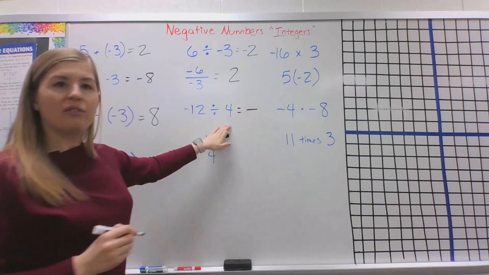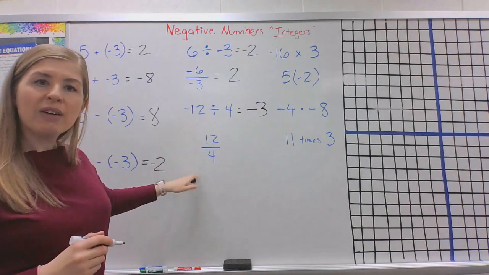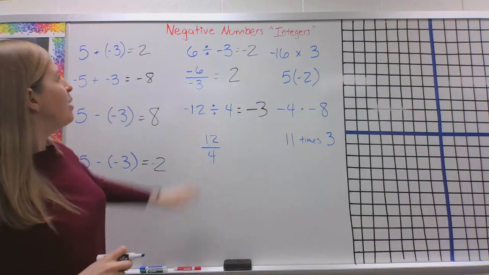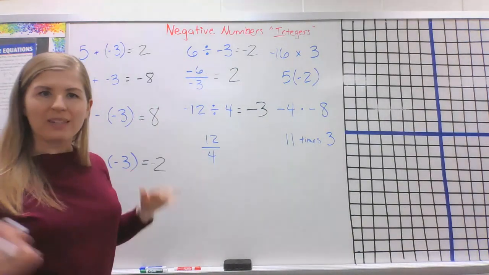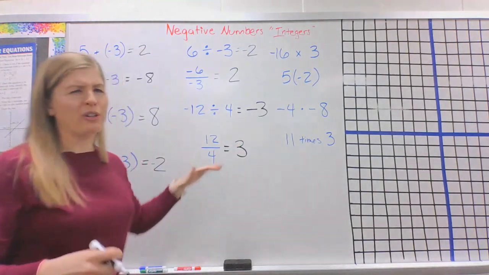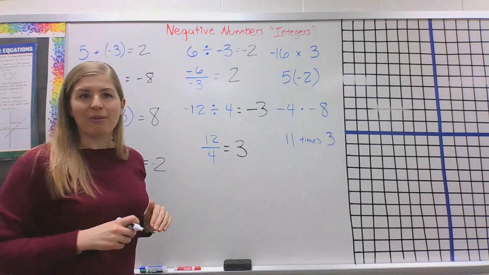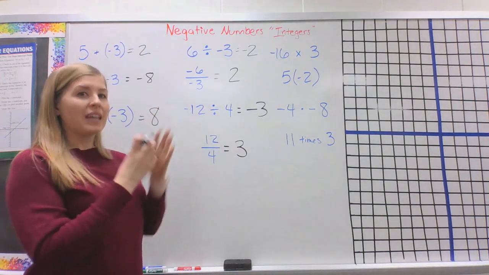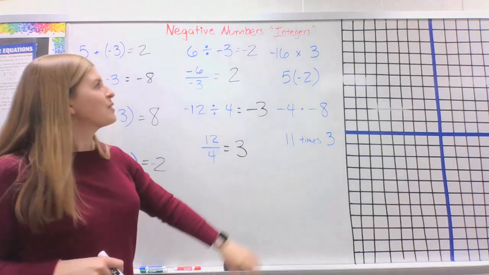And then negative 12 divided by 4, negative 3. 12 divided by 4, pretty simple. And once again, sometimes you'll see the division sign, sometimes you see the fraction bar, but they both mean division. So 12 divided by 4 simplifies to 3, or you could do 3 over 1, however you want to do it. So that would be division with negative numbers. Remember, same sign, it's going to be positive. Different signs, it's going to be a negative answer.